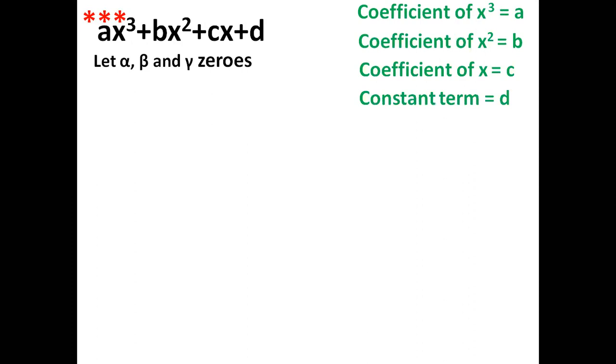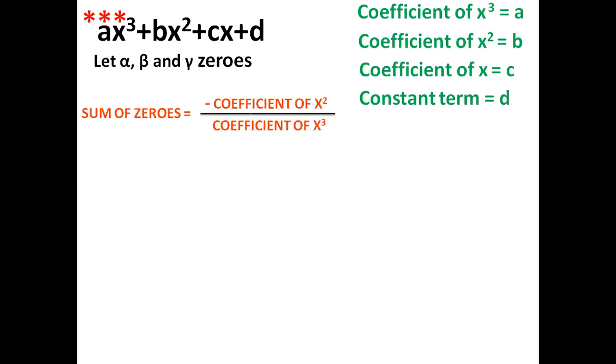Now sum of zeros is equal to, the formula is minus coefficient of x square by coefficient of x cube. Here the zeros are alpha, beta, gamma. So if we add these three zeros, that is, sum of zeros alpha plus beta plus gamma is equal to, minus coefficient of x square, which is b, so minus b by a.